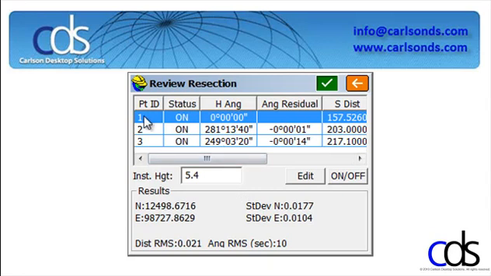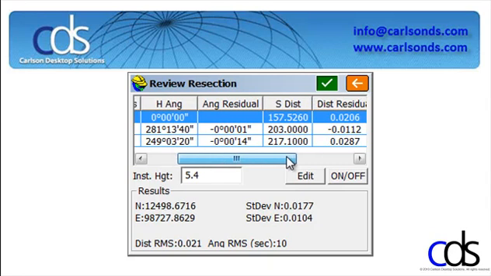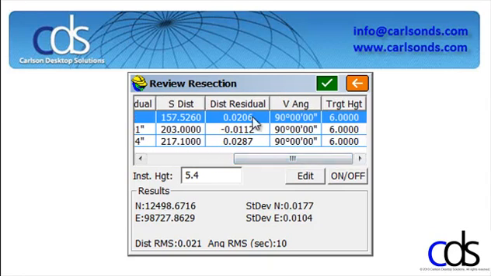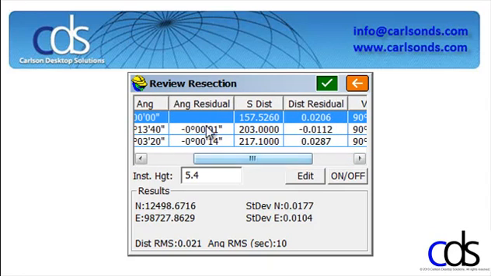So it shows me point ID number one. Point number one is on and being used inside of this resection, the horizontal angle, the slope distance, and then the distance residual. So basically what I'm looking at in the residuals is the difference between what was measured with the instrument and what's there in the coordinate values.